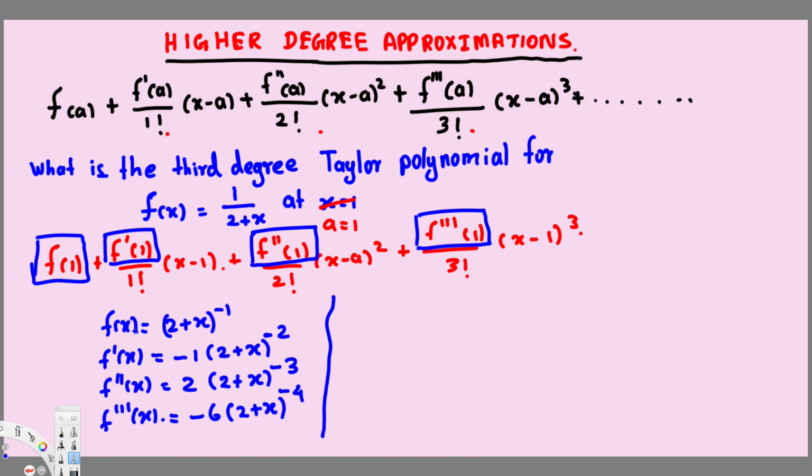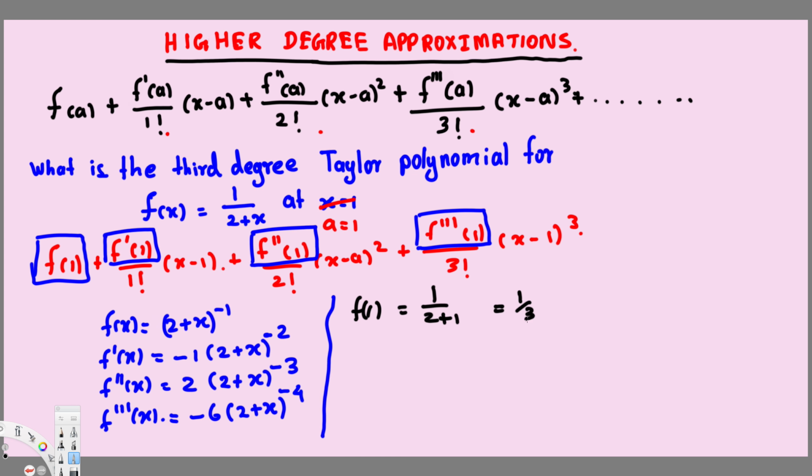Now let's go ahead and find the values when we plug in the 1. Let's plug 1 into these. First f of 1. For the first one, we can bring it back to this format, 1 over 2 plus x. 2 plus x to the power minus 1 is the same as 1 over 2 plus x, right? Then instead of x we plug in 1, so that's going to be 1 over 3.